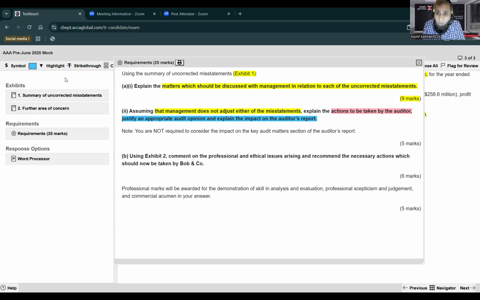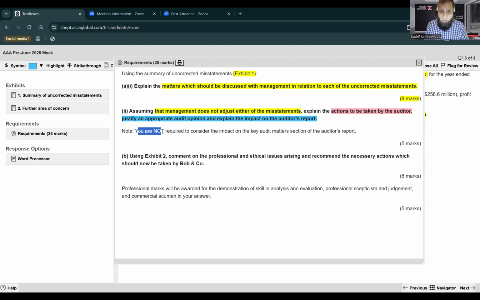a modified opinion, or you will try to alert the management that if these issues are not addressed, the financial statements will be materially misstated and it will lead down to a modified opinion. You're just trying to inform management that if you don't do it, I'll be issuing a qualified opinion. So actions is something where you still try to reach a conclusion with management. You try to get support of the management. But if even the management is reluctant, then you will finally go down and issue a qualified opinion.